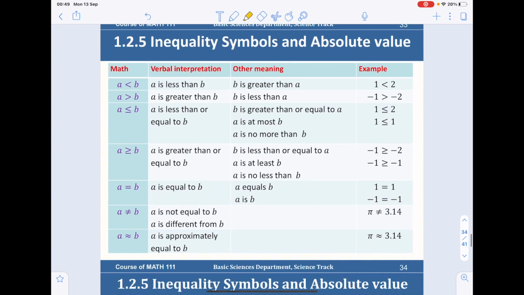So how do we read these symbols? A less than B, and this is A more than B. And this is A less than or equal to B, and here A more than or equal to B. This one is A equals B, and here A does not equal B, and here A is approximately B, approximately equal to B. An example of approximation is that pi is approximately 3.14.